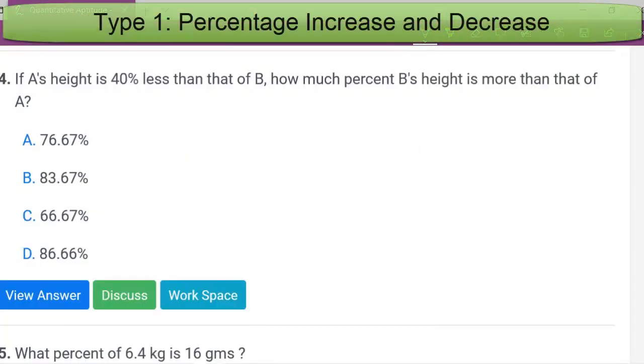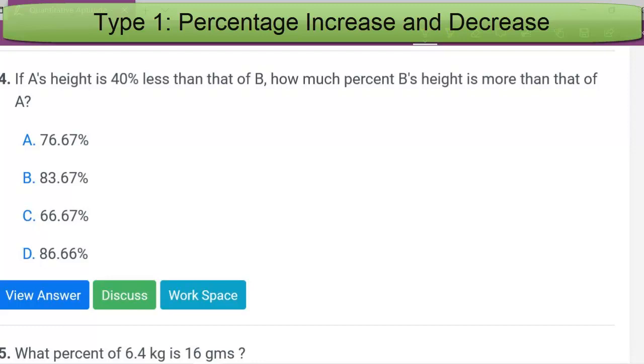So let's go to the next question of the same type. Here there is a question which says if A's height is 40% less than that of B, how much percent is B's height more than that of A? We can solve this question again by assuming any value as 100, and we'll calculate the other's value with respect to 100.